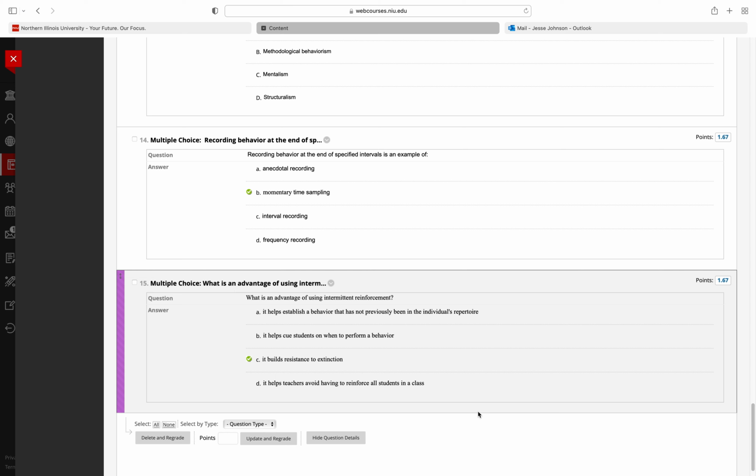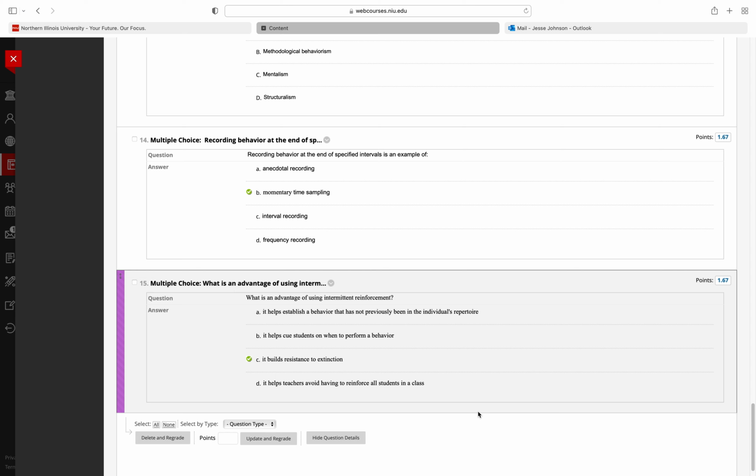Recording a behavior at the end of a specified interval is an example of momentary time sampling. Interval recording is not correct because it's very general. I mean, there's all kinds of interval recording. There's partial interval, whole interval, and momentary time sampling, to name three, and there's others we haven't even talked about. So that's not a good answer.